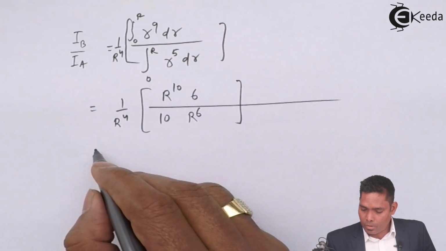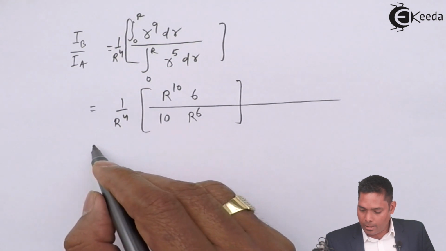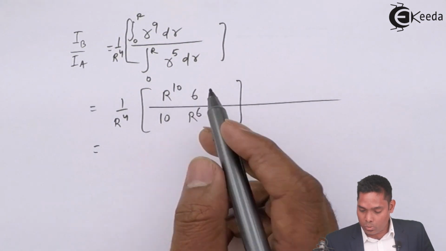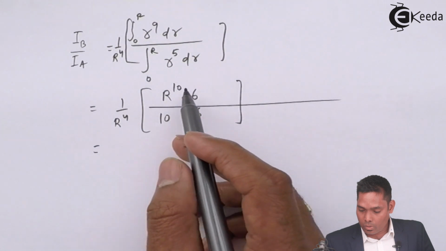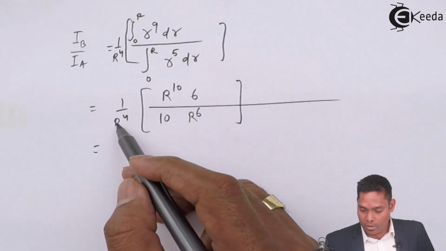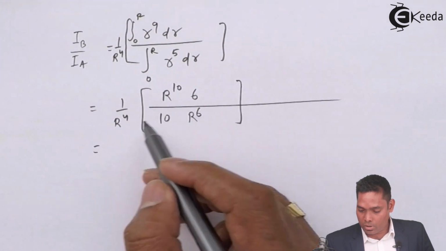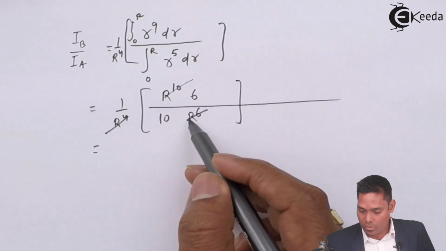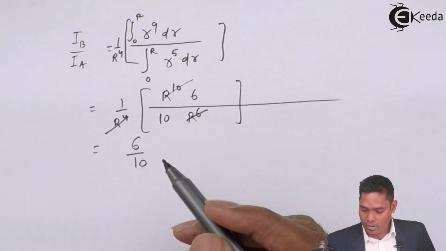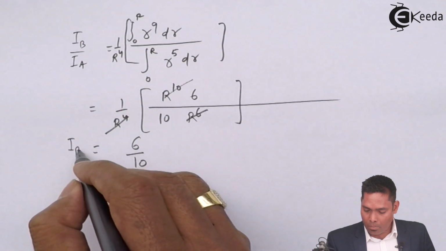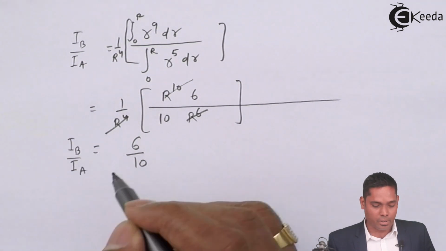So this is R raised to 10, this is R raised to 4, this is R raised to 6, and the R factors will cancel out. So IB upon IA is 6 by 10.